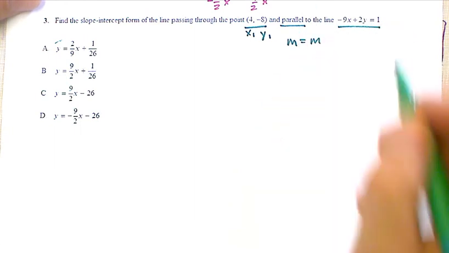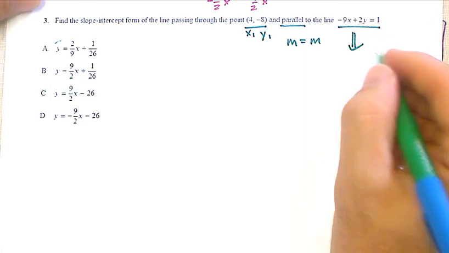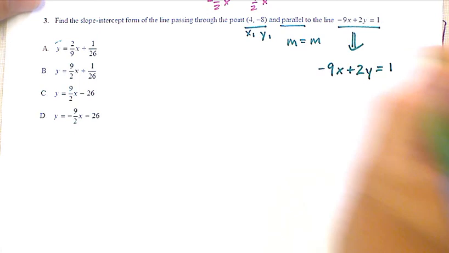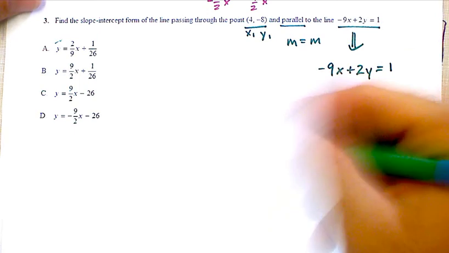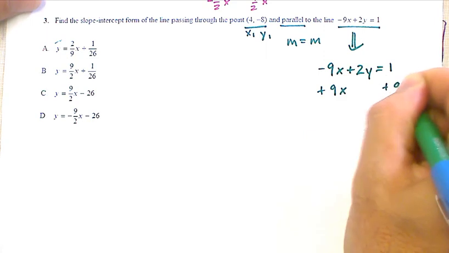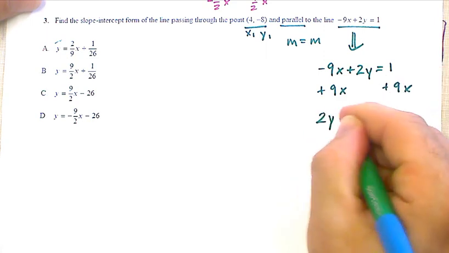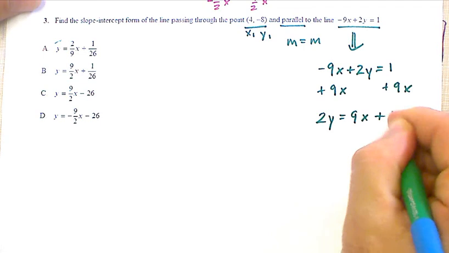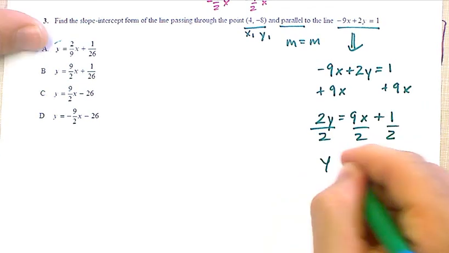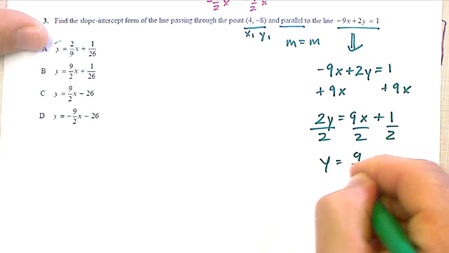So first thing I want to do here is I want to get 9x plus 2y is equal to 1. I want to get the y by itself. That's how I can identify a slope. So I'll add 9x to both sides. 2y is equal to 9x plus 1. Divide each side by 2. Y is equal to 9/2 x plus 1/2.